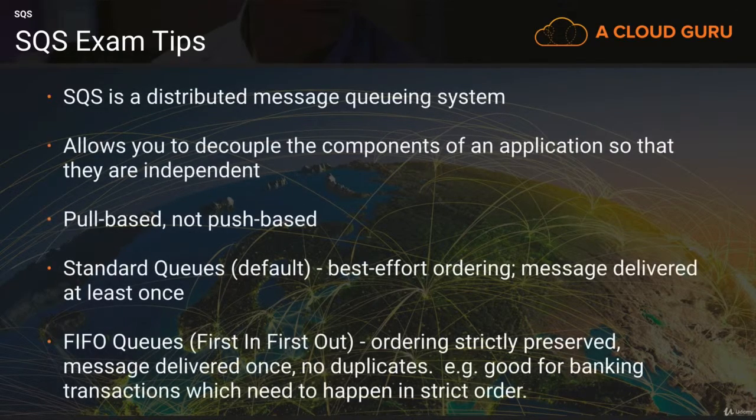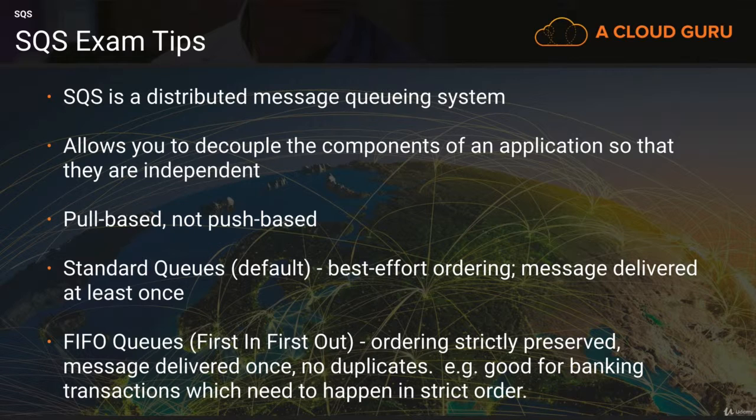Okay, so what are my exam tips? Well, just remember what SQS is. It's a distributed message queuing system. It allows you to decouple the components of your application so that they are independent. So let's say an EC2 instance fails while it's trying to process a message, another EC2 instance will pick that up and the message will stay in the queue. Remember that SQS is pull-based, not push-based.